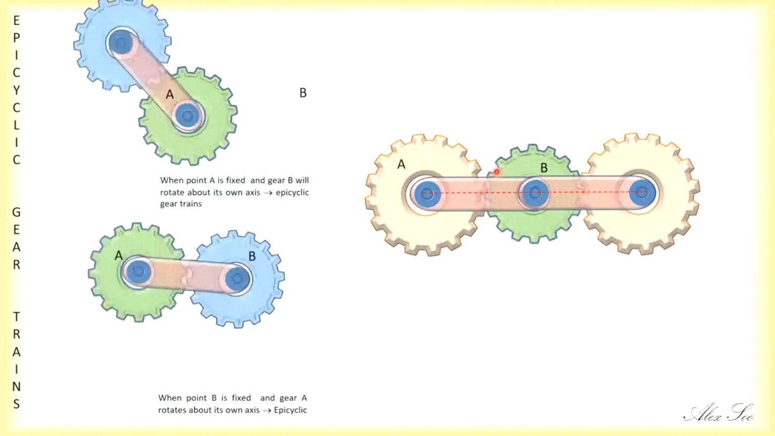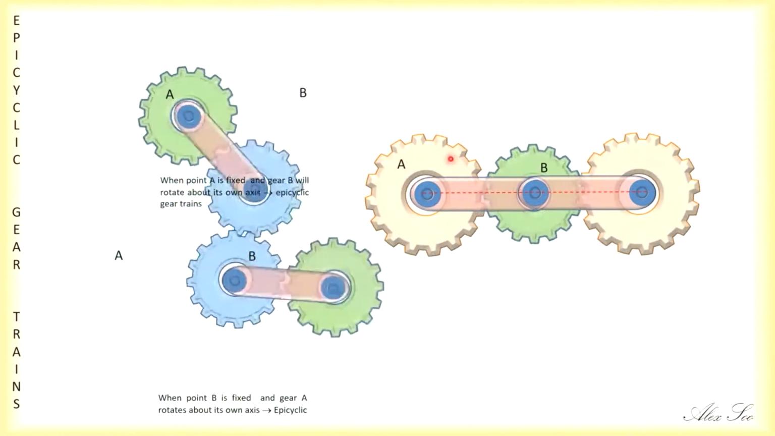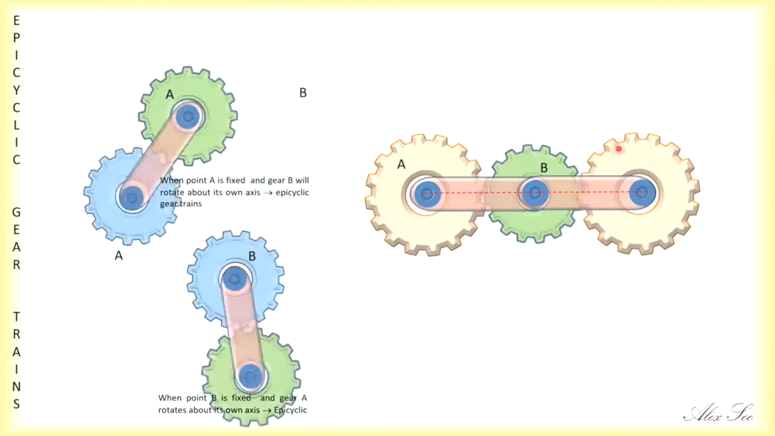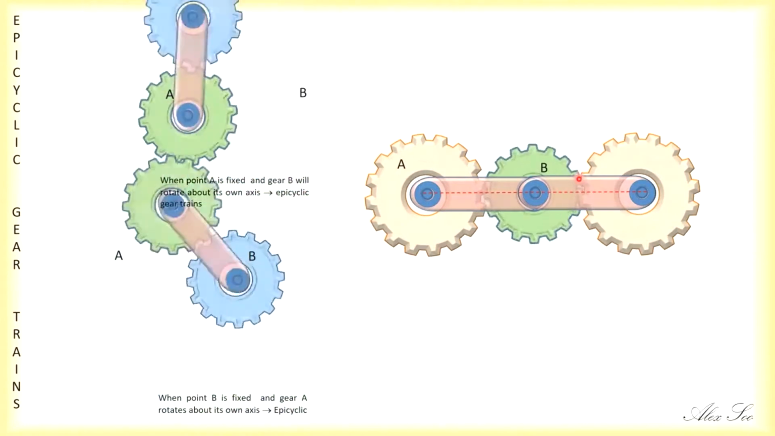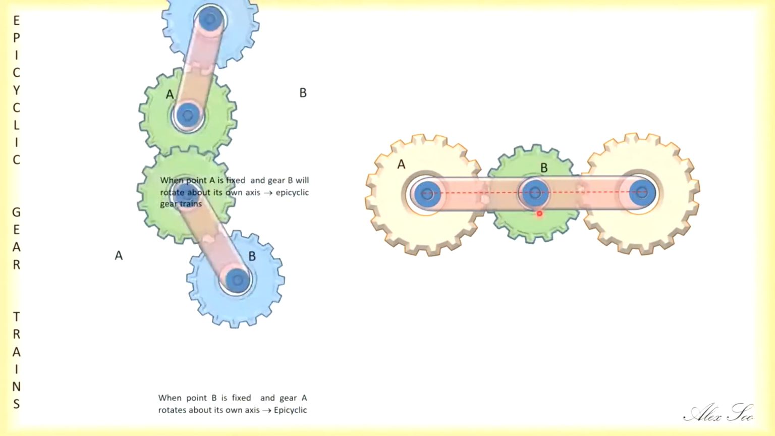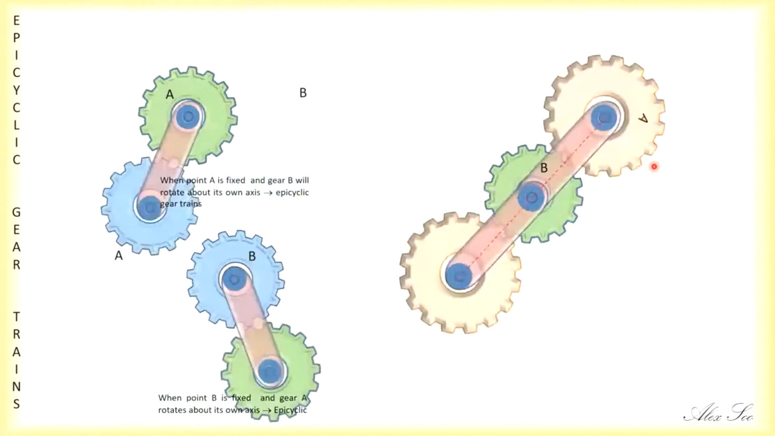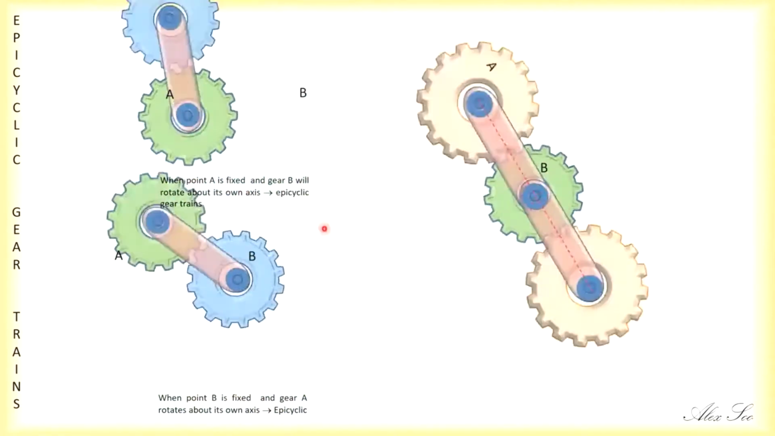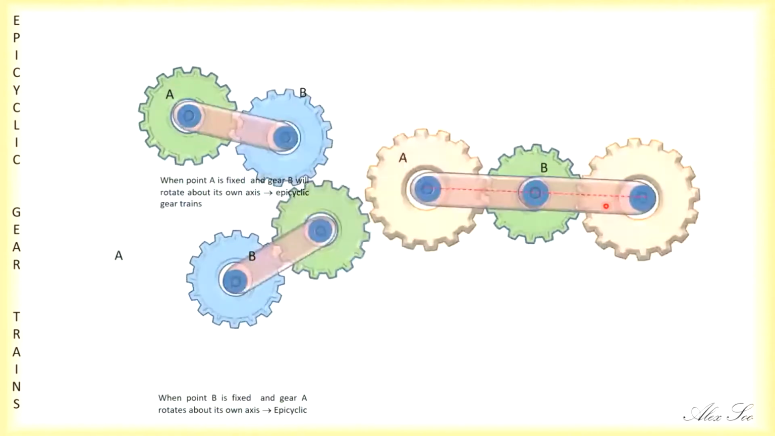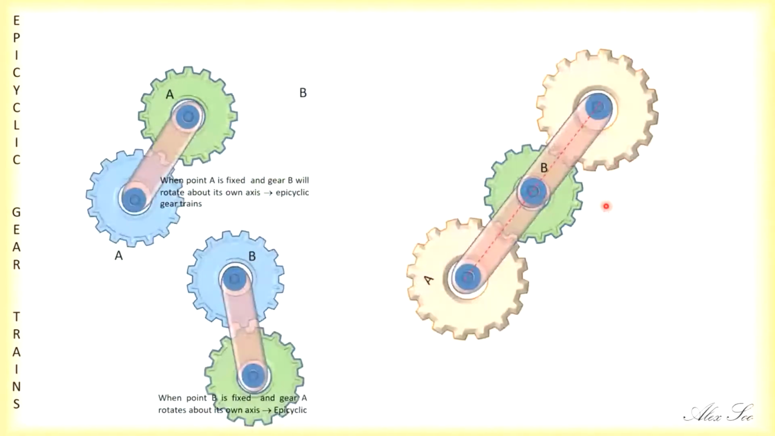Okay, or you have something like this. Let's say you choose B as the driver, then these two gears will be rolling around gear B, that is the driver gear, which is also called the sun wheel. So both of these will be called the planet wheel, like this. Okay, so these are examples of epicyclic gear train.